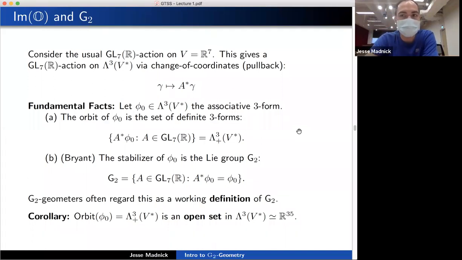I think this terminology is due to Hitchin. I believe the stable forms, which is to say the forms whose orbits under this action are open, are classified. And if I remember correctly, it's a very short list, and phi0 is one such thing. So this is somehow a very special feature.